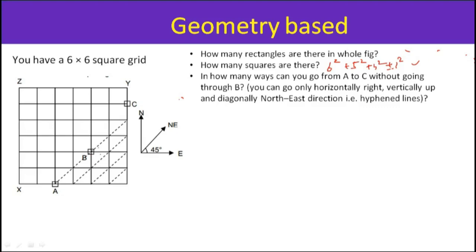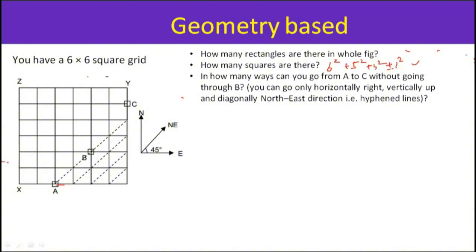From A to C, he can take this way. He can take maybe this dotted line. He can take some horizontal, vertical, and diagonal, right? So it has to be some combination of horizontal, vertical, and diagonal. Let's consider that there is no diagonal line at all. Then the user can only go from A to C using some horizontal and vertical steps, right?